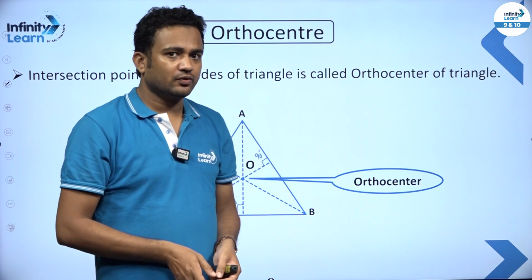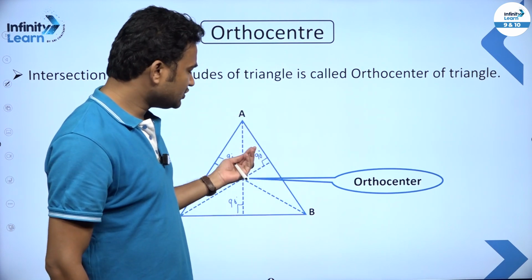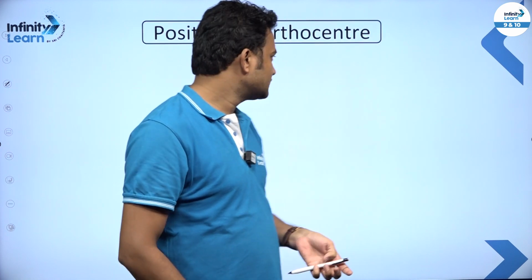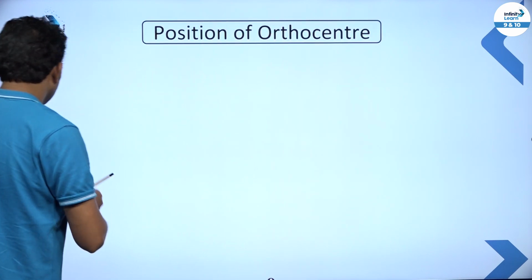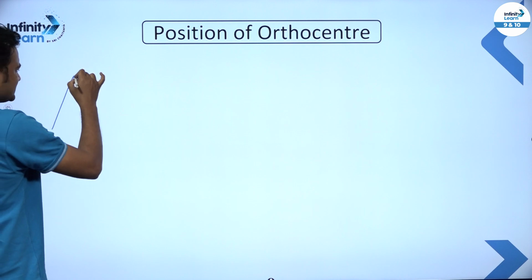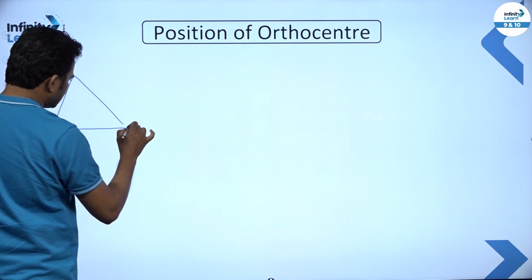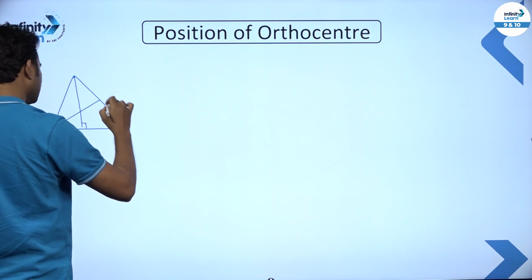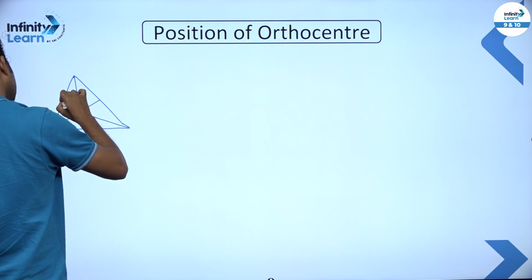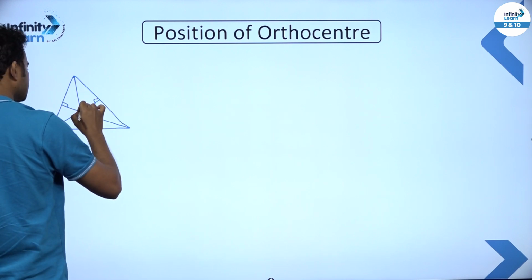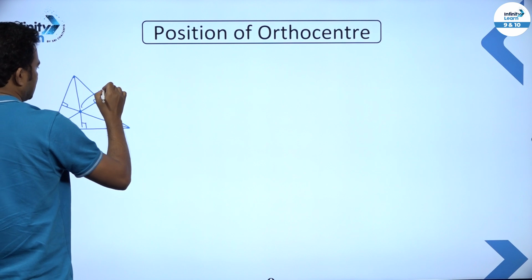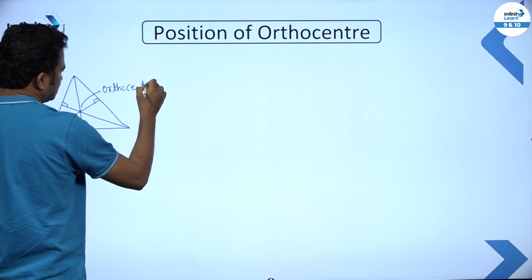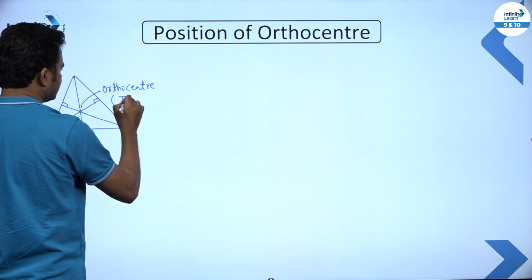Now let us see the position of orthocenter. That is very important. Okay, so actually the position of orthocenter varies if we take the different type of triangle. So let us take an acute angle triangle. So in case of acute angle triangle, since all three altitudes lie inside the triangle, in this case orthocenter will lie inside the triangle, right? So this is the position of orthocenter, inside.